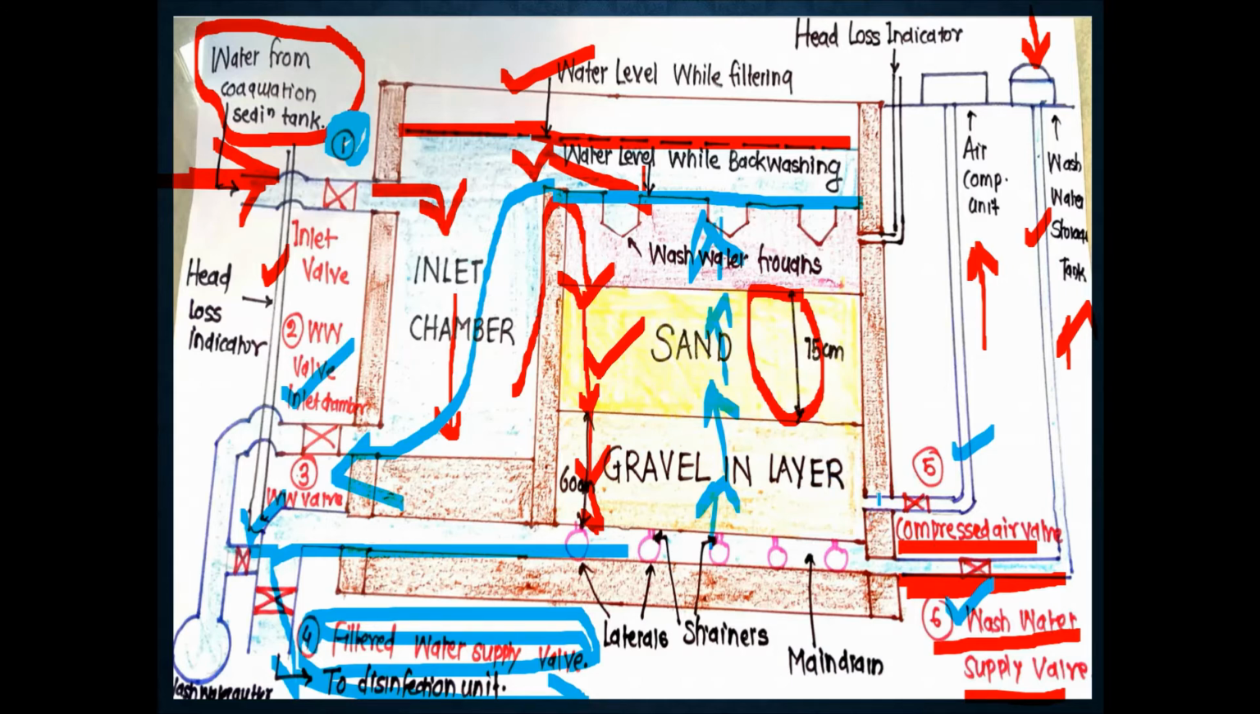For the first 15 minutes, walls number 5 and 6 are closed, and after that the walls are opened: the wash water wall from the inlet chamber, and this common wash water wall.